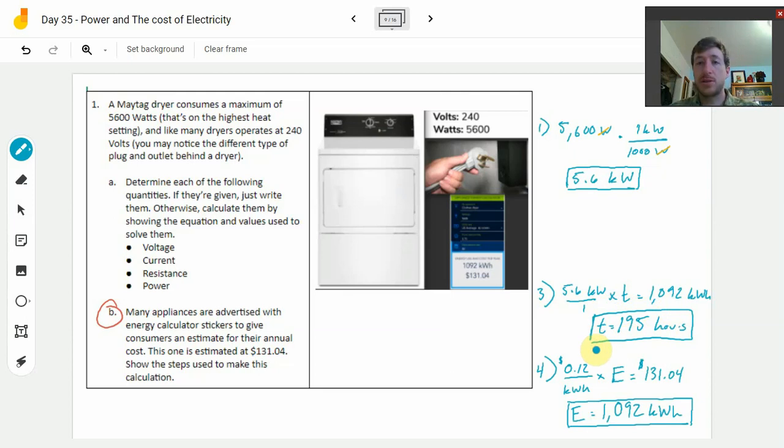If we consider that there's 365 days in a year, and let's say that you use it for half of those days, so 365 divided by 2, that's about 182, using it every other day. That's pretty close to our 195. So that's about an hour a day, every other day that we're using this. All right, so that's how we would use this process here.